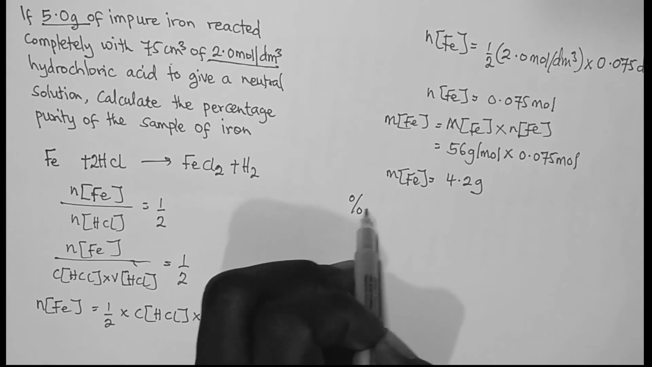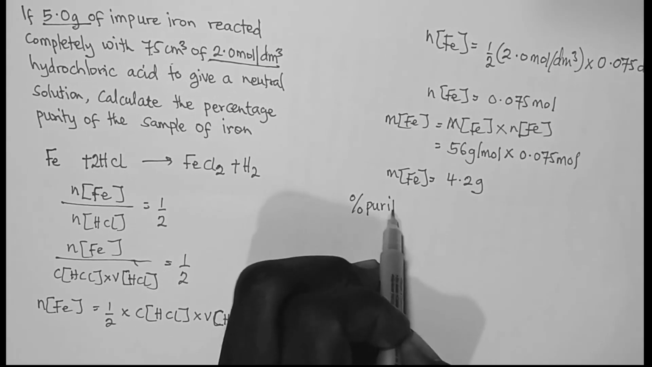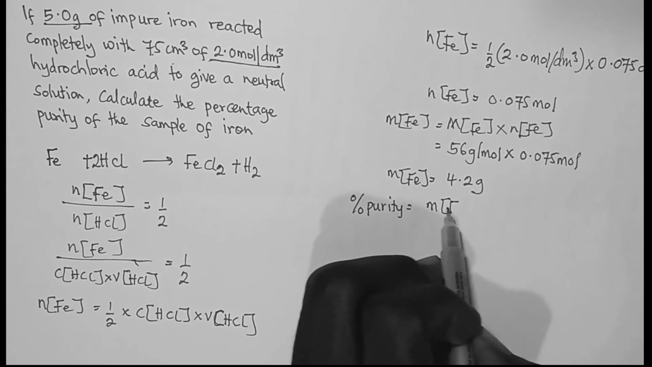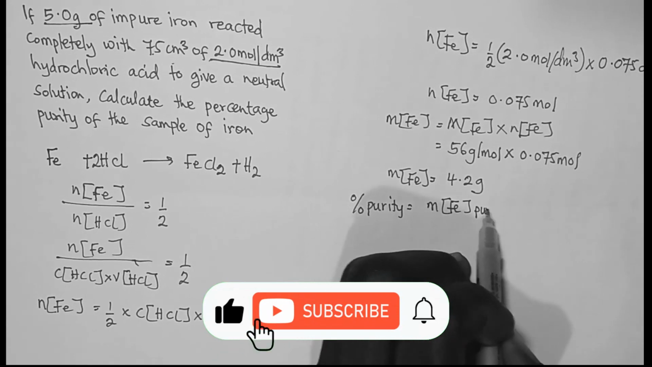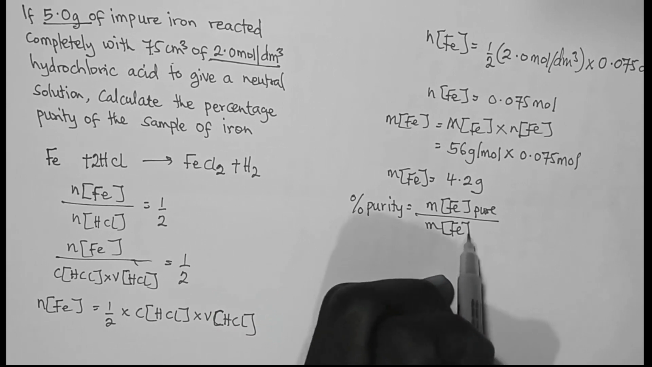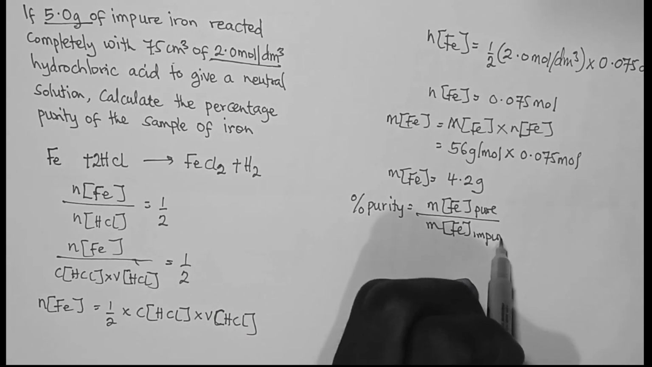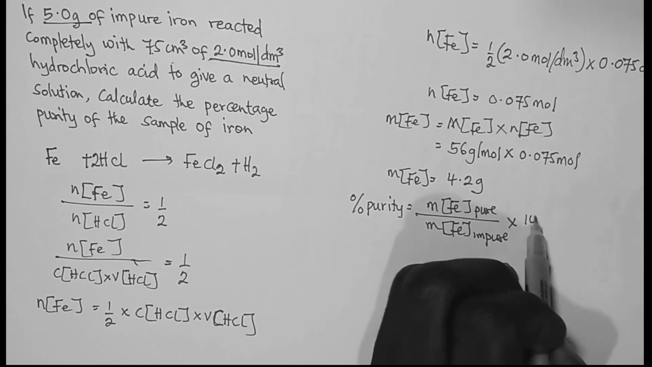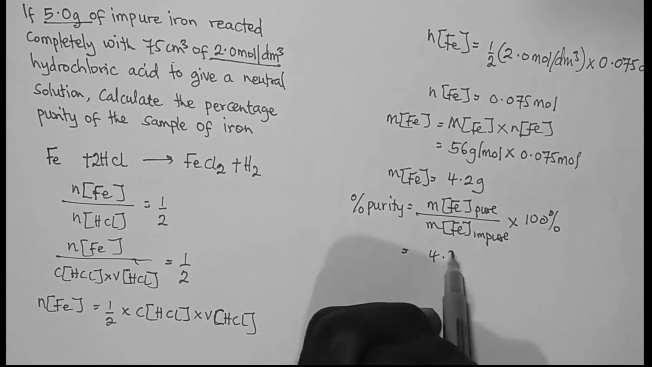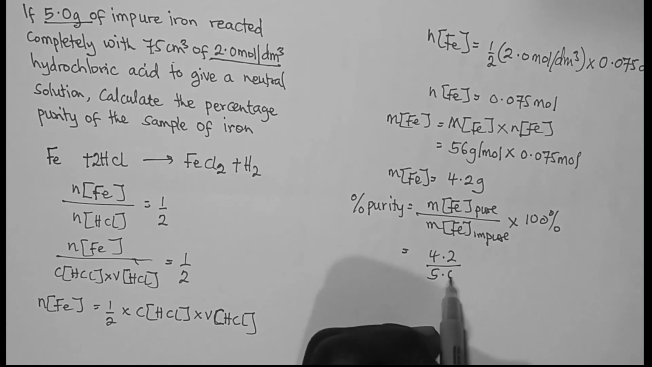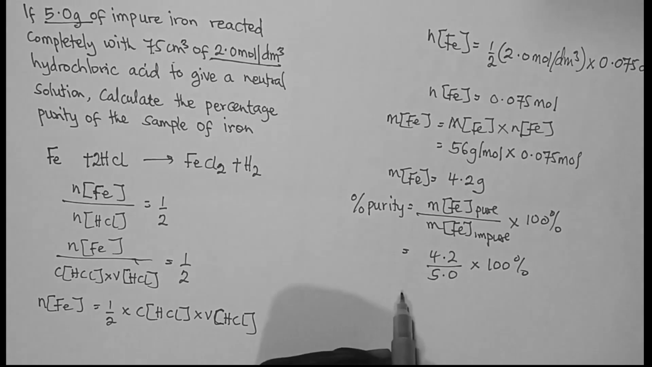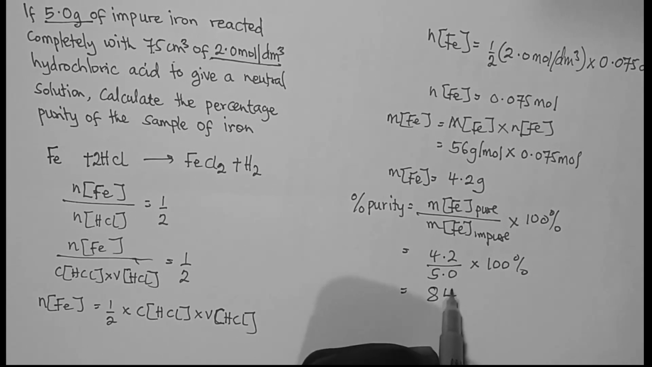So percentage purity is equal to the mass of the pure iron sample divided by the mass of the impure iron sample times 100%. So this is equal to 4.2 divided by 5.0 times 100%, and this is equal to 84%.